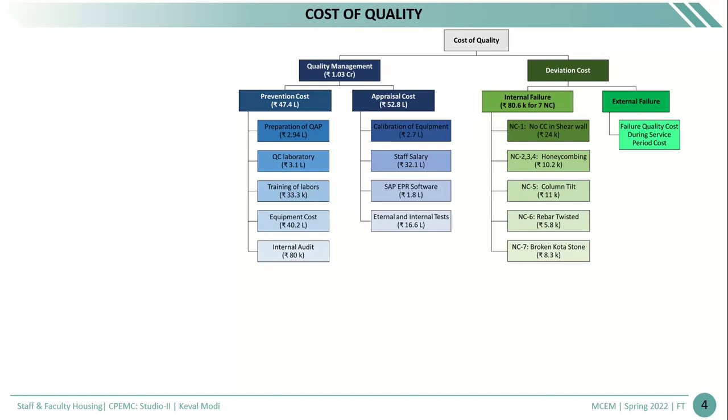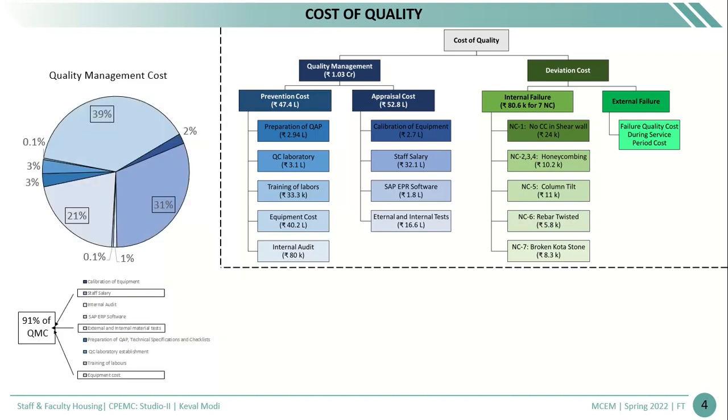The deviation cost can be divided into two parts: internal failure and external failure. Internal failure is basically the non-conformity during the construction period, and external failure is non-conformity during the service period. On our site, as of now, the cost of 7 NCRs is calculated, which is mentioned here.